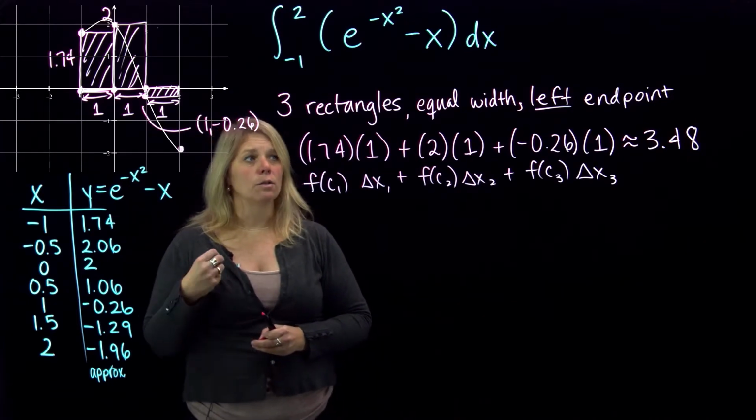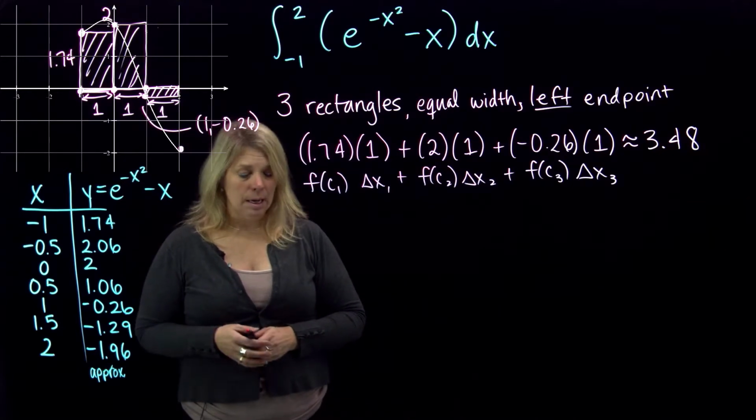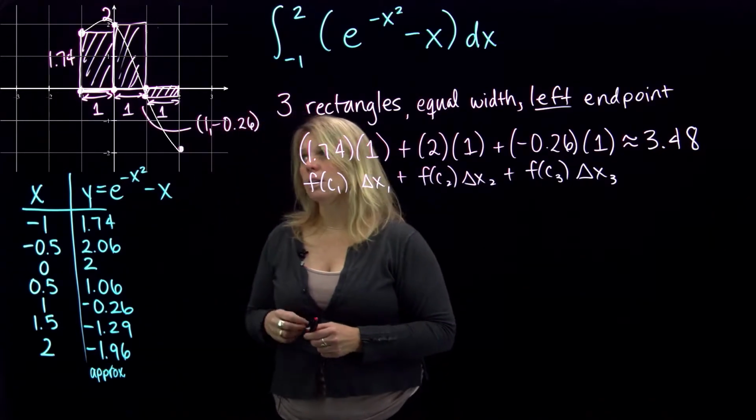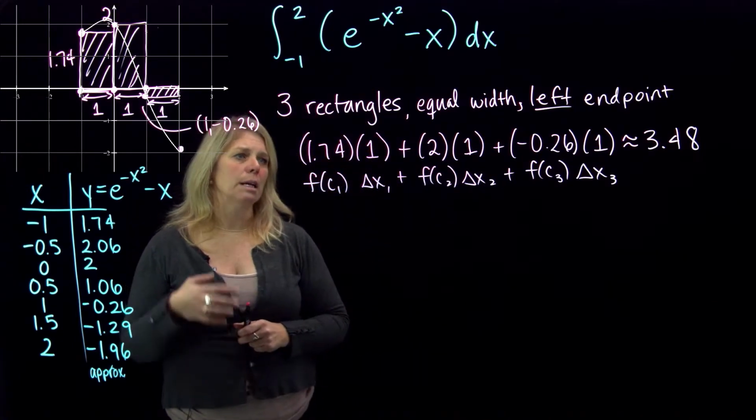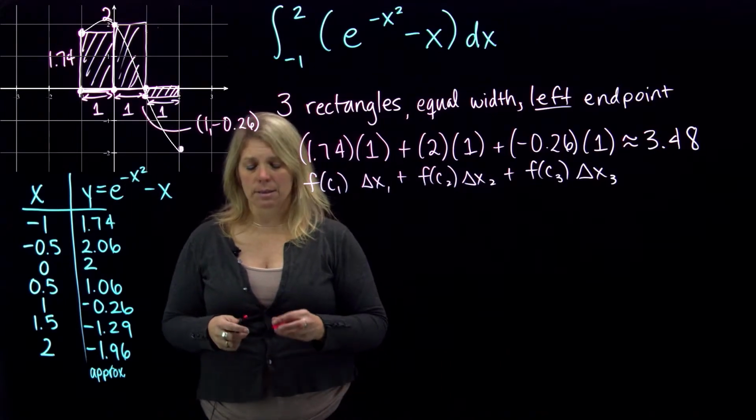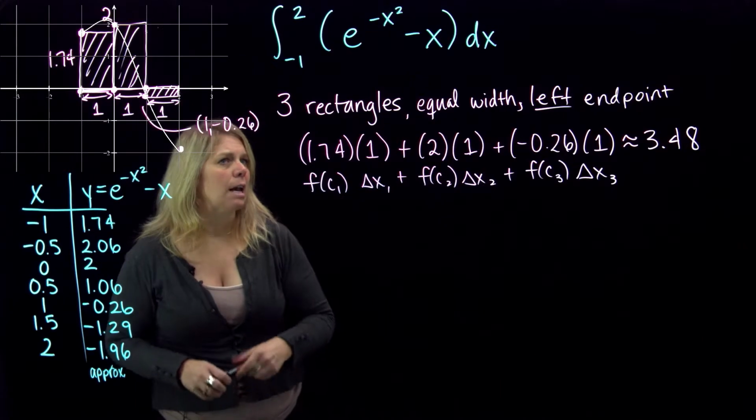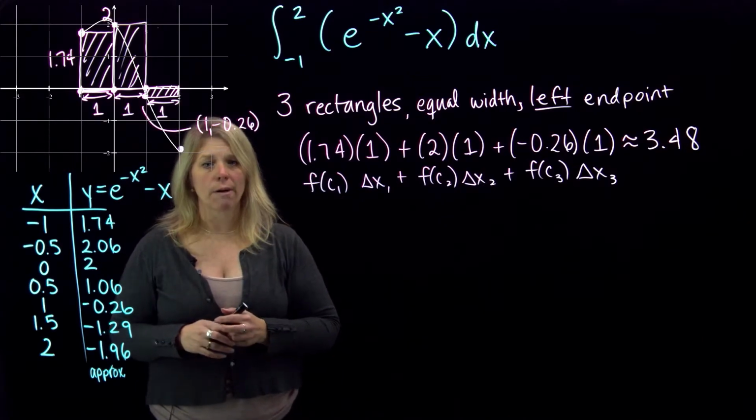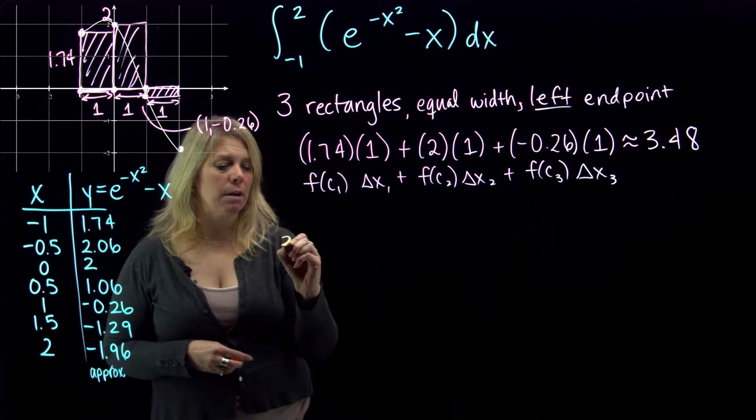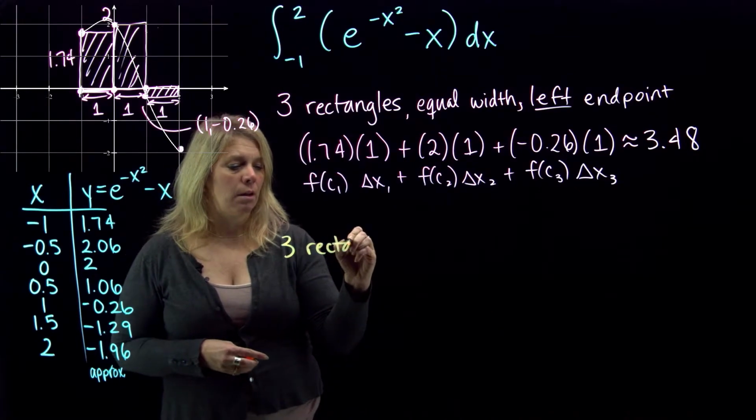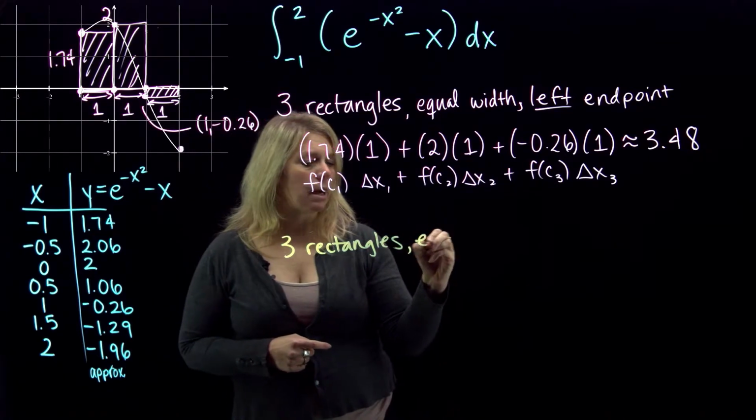One is I could use more rectangles, narrower rectangles. Another is that I could more strategically choose my points. So instead of perhaps choosing left endpoints, I might want to choose another point as the coordinate in each of those rectangles. So I'm just going to do another one with 3 rectangles for now. We'll maybe look at some with more rectangles or other shapes in a next video, but we'll do another one here with 3 rectangles. Again, we're going to use equal width rectangles.